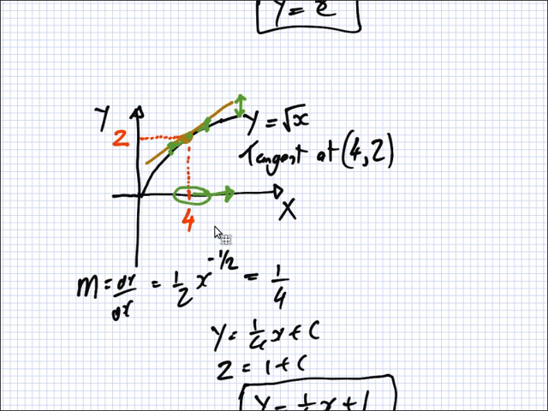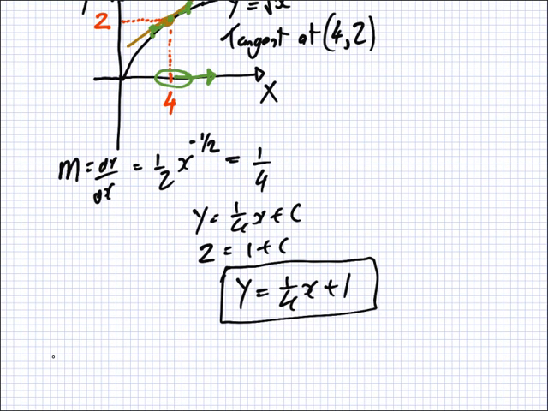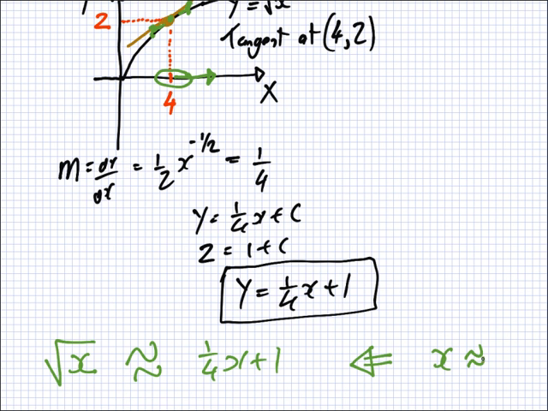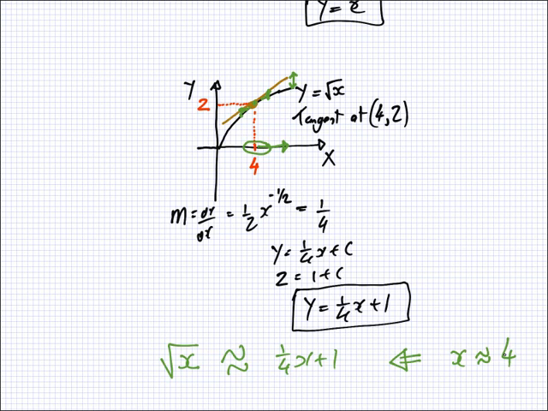So what I'm saying, if I just write that down to be clear, is that the square root of x, which is the curve, should roughly equal a quarter x plus 1, as long as x is near 4. Now this is actually useful because you can use tangent lines to simplify calculations. You can get rough answers.